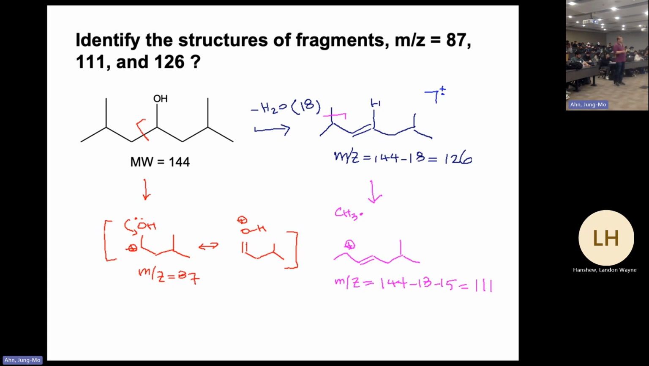When you break it, you can break either this side or that side. But for this molecule, it doesn't really matter because it's symmetrical. So when it breaks down, you get the carbocation and then OH there, that's resonance stabilized. If you add the numbers of the carbons, hydrogens, and oxygen, you're going to find out that it is 87.